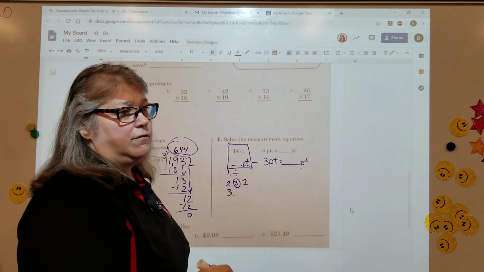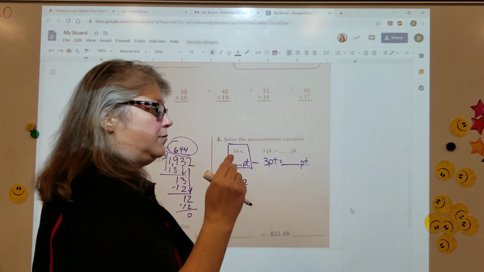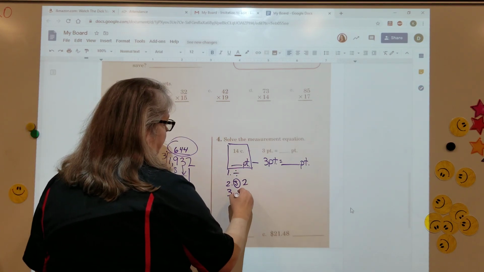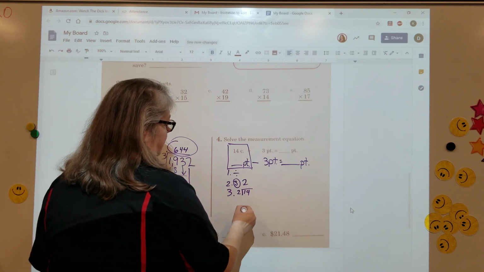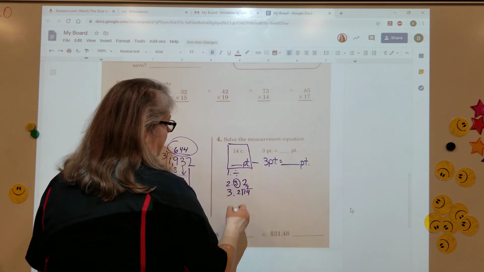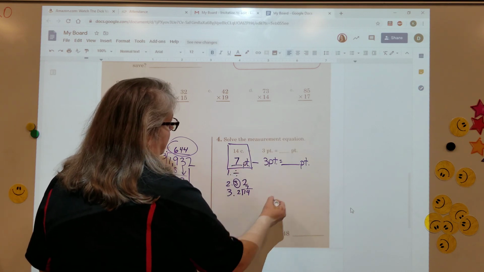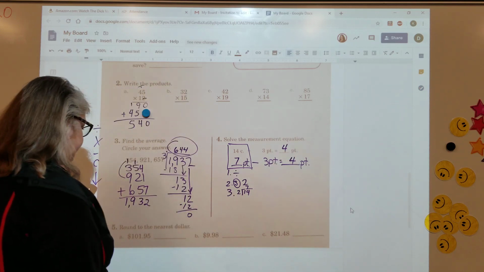Make sure you're reviewing those measurement charts in the back of your math book. 2 cups equals 1 pint. So now we're going to divide. How many times will 2 go into 14? And that would be 7, right? So 7 minus 3 equals 4. So our final answer there is 4 pints.